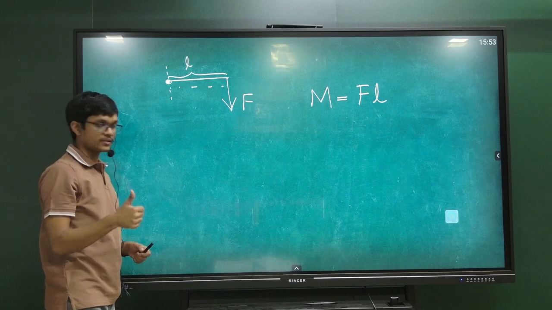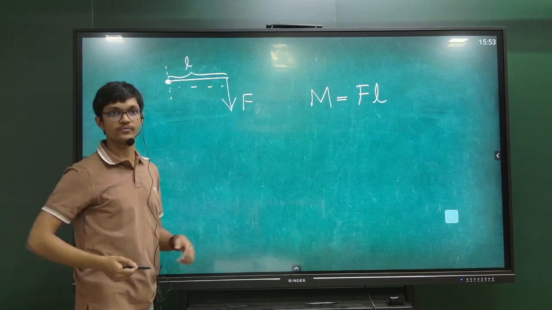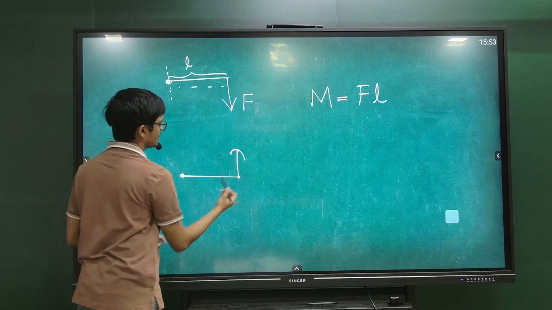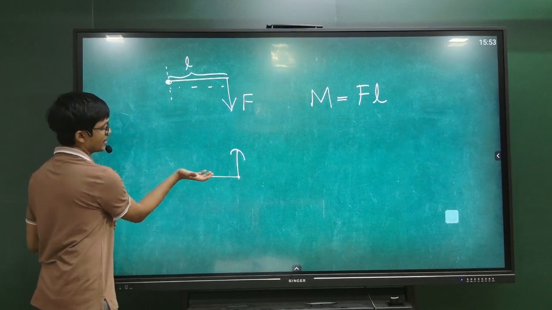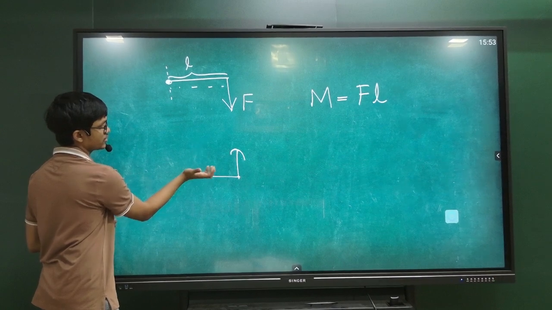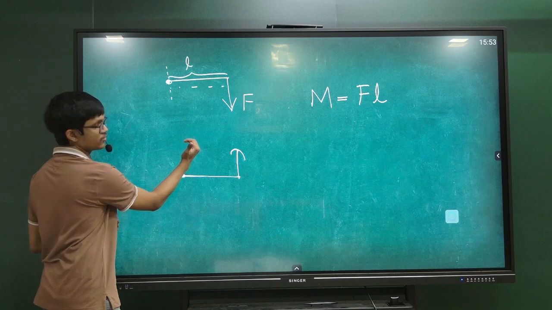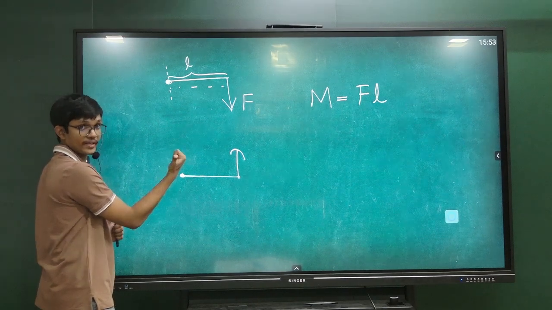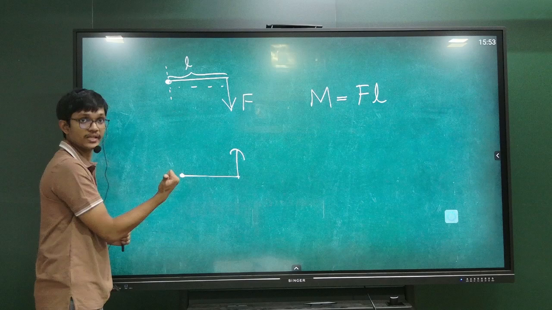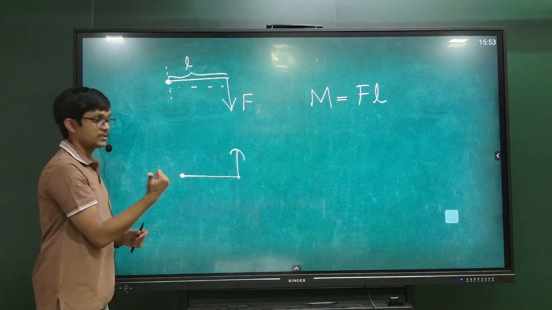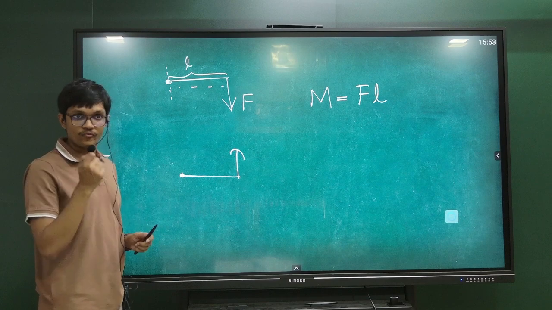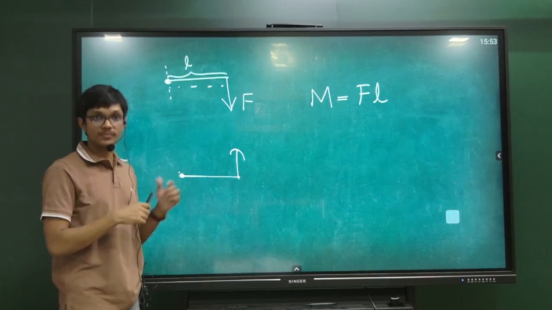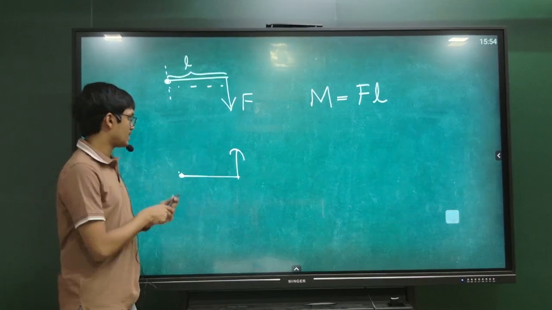That means to get the direction of the moment, you take your right hand and rotate the other fingers towards the direction of the force. Then the thumb gives you the direction of the moment. Clear? That means this is a vector and the vector direction is perpendicular to this plane.